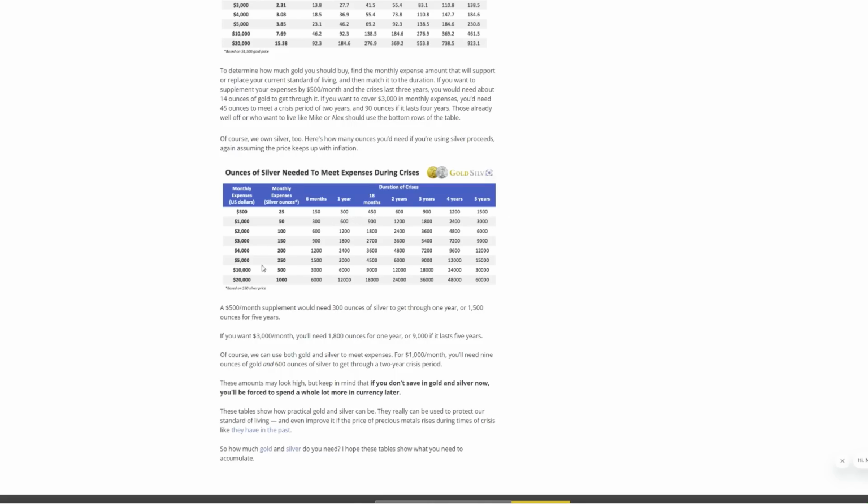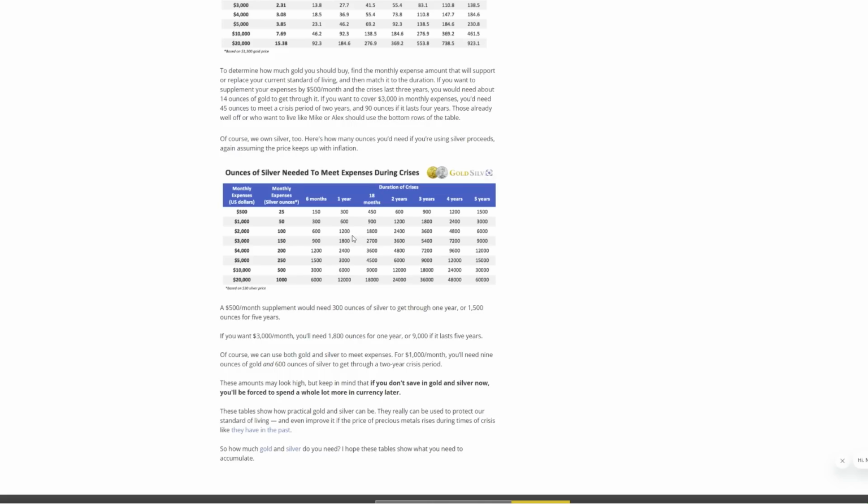So it shows you exactly where you're at. If you have $20,000 of expenses each month, then you need 1,000 ounces. For 6 months, 6,000 ounces. In a year, you would need 12,000 ounces to cover you if your expenses are 20,000. And that's based on a $20 silver price, so you can work out the math. But this is a great table to use.